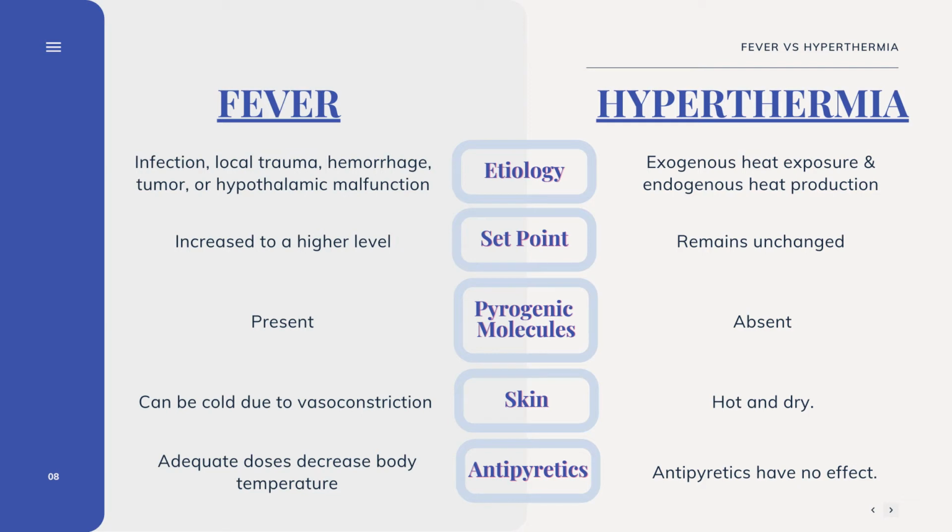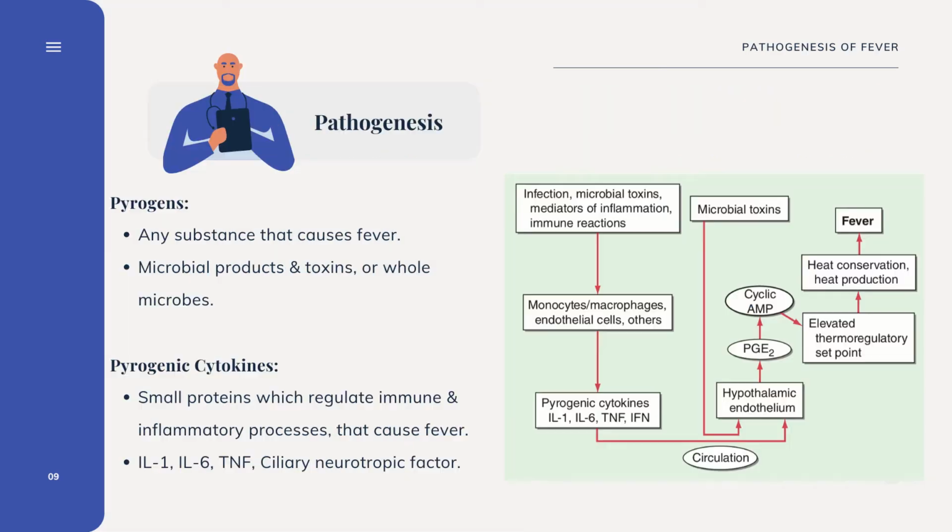Pyrogenic cytokines such as IL-1, IL-6, TNF are present in the pathogenesis of fever while they have no role in the pathogenesis of hyperthermia. Skin can be cold in fever due to peripheral vasoconstriction. It is, however, hot and dry in patients suffering from hyperthermia. Adequate treatment with antipyretics can decrease the body temperature in fever while it has no effect on body temperature of patients with hyperthermia. We will now discuss the pathogenesis of fever.